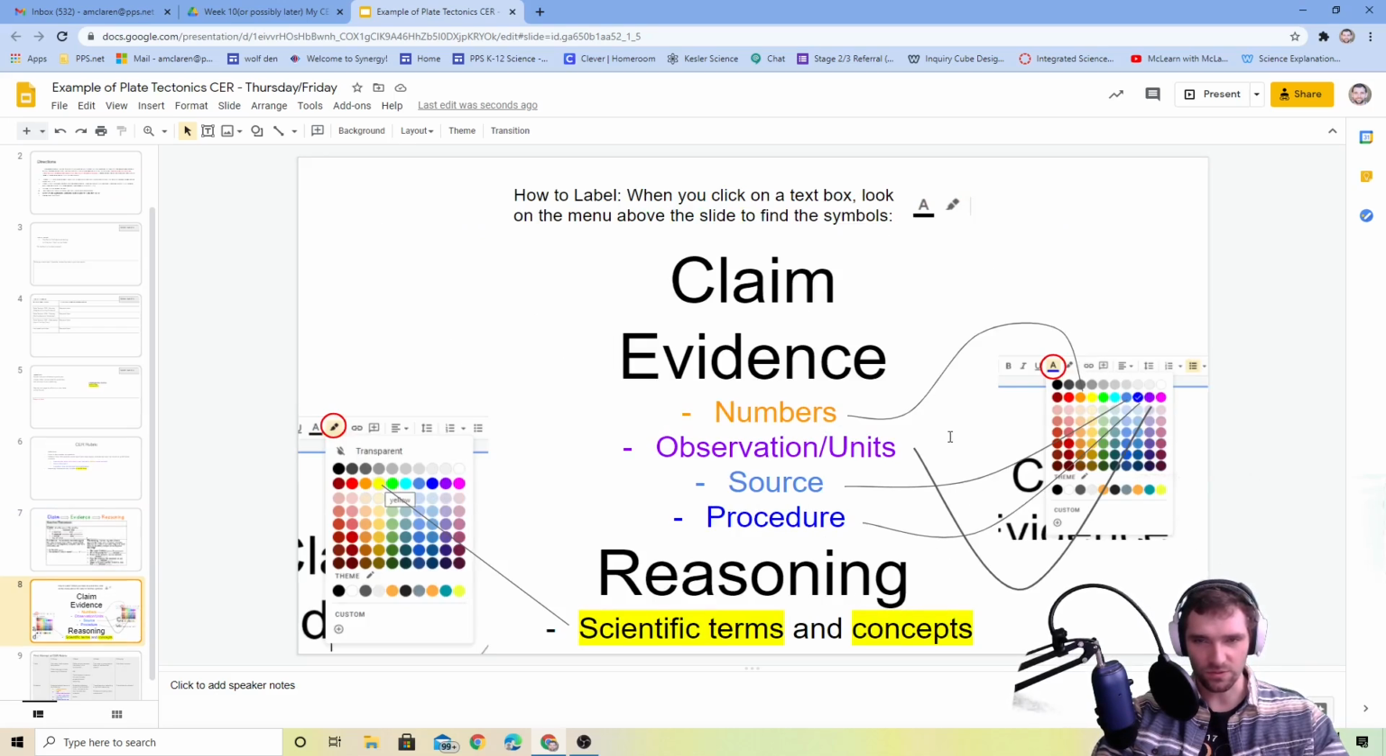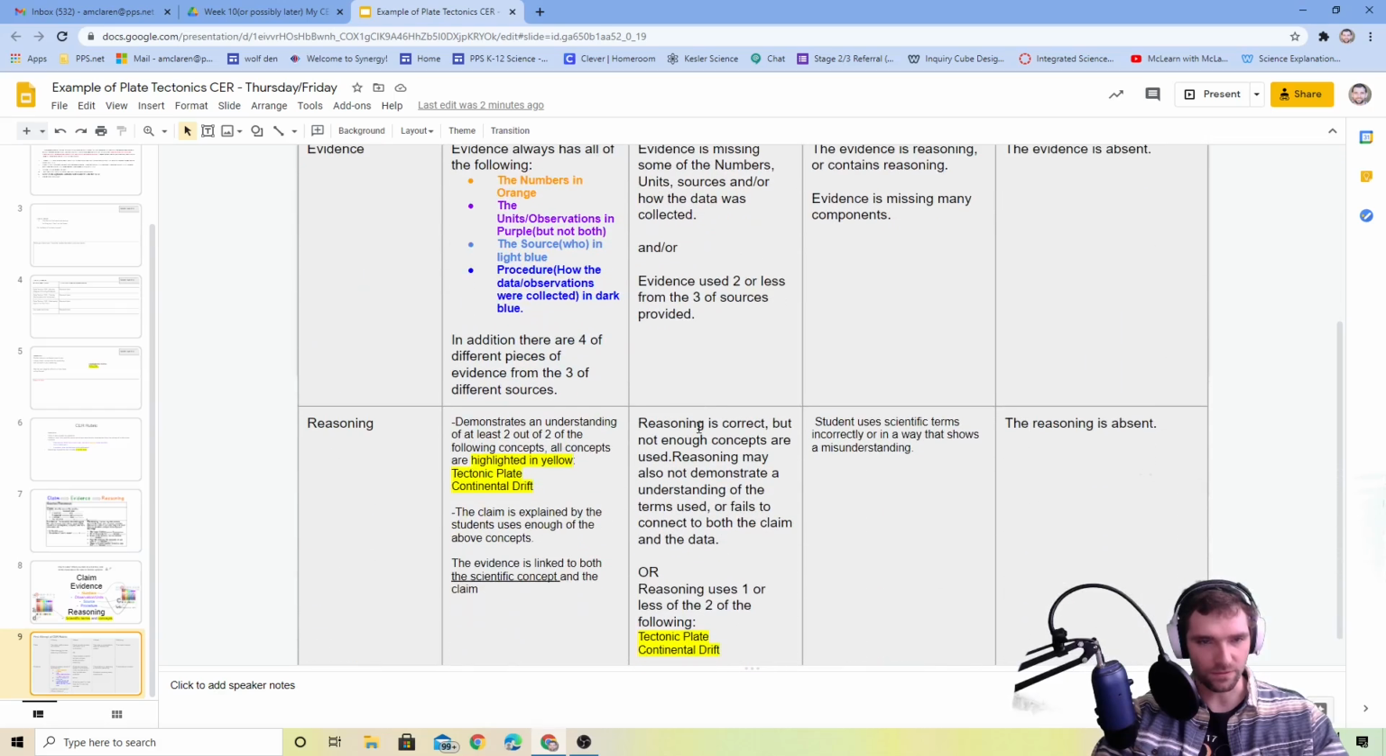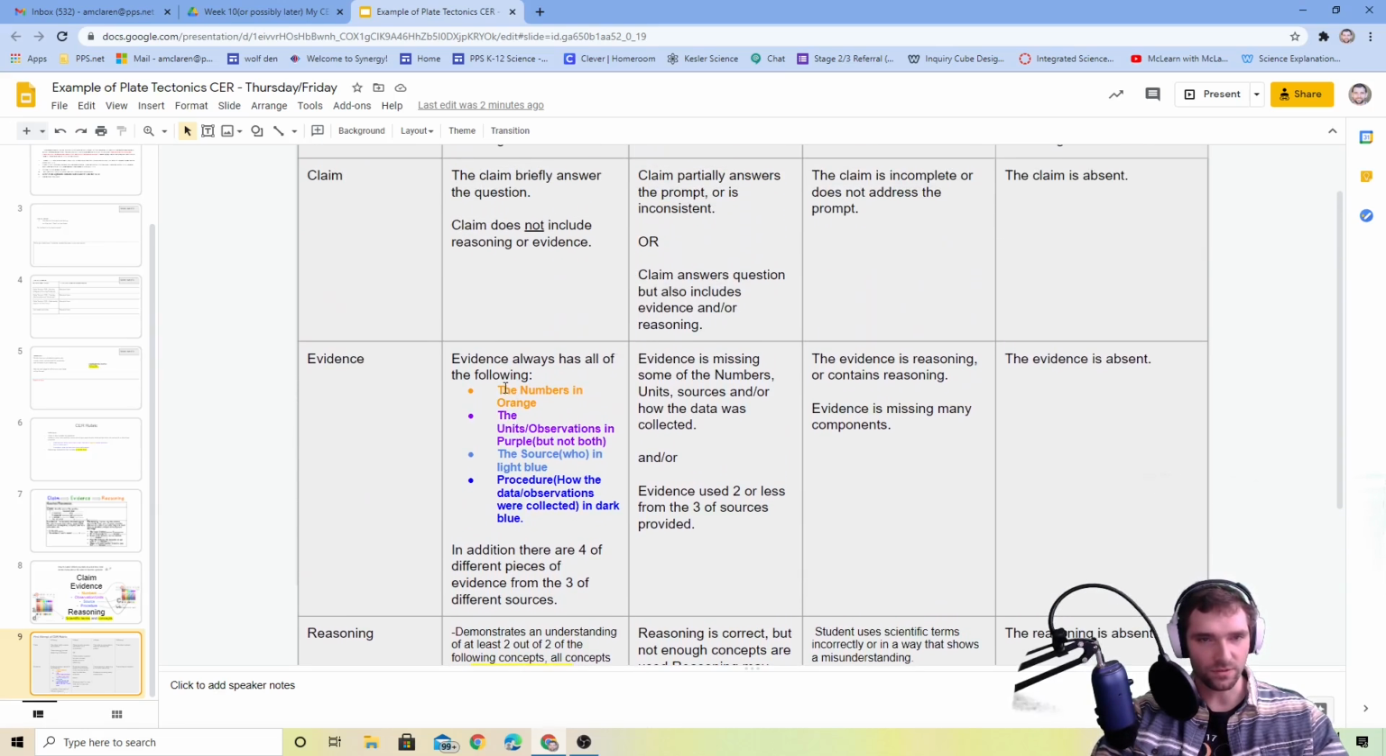This was also just to remind you how the color coding was done. I'll refer back to that as I'm doing the color coding. And then you have the actual rubric for the assignment itself. The vocab words are tectonic plate and continental drift. I expect you to use those two terms. And then there's also these colors that I'm expecting you to use. There are numbers in this prompt, so you should be using some orange in your evidence, basically.